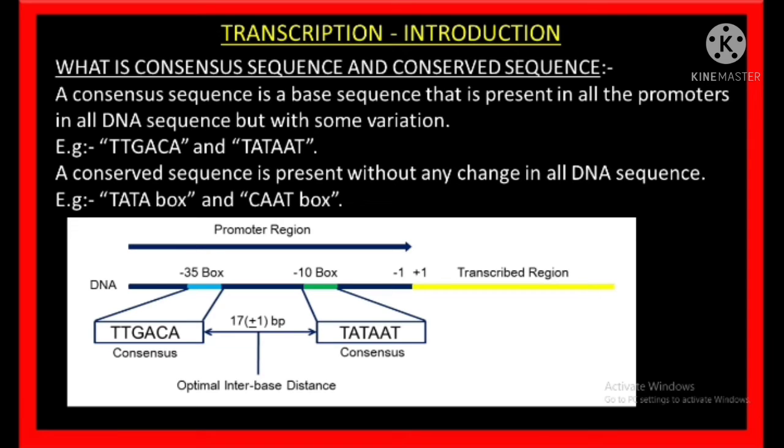A consensus sequence is a base sequence that is present in all the promoters, in all DNA sequences, but with some variation. The difference is present in the nucleotide bases, like TATAAT, TTGACA. So the consensus sequence is present in all the promoters, but they have some differences in their nucleotide bases.